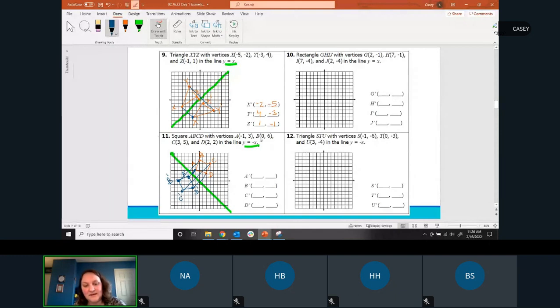So A prime lands at negative 3, 1. B prime lands at negative 6, 0. And C prime lands at negative 5, 3. D prime lands at negative 2, negative 2. I highly recommend making sure you practice those, making sure that you can get that reflection.